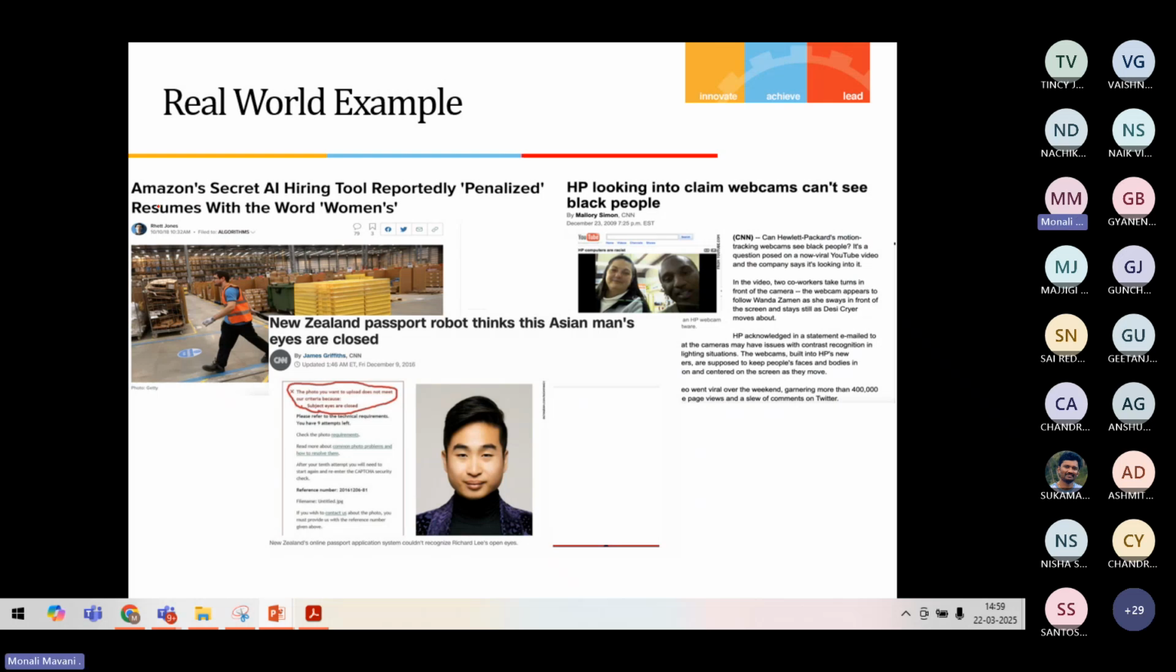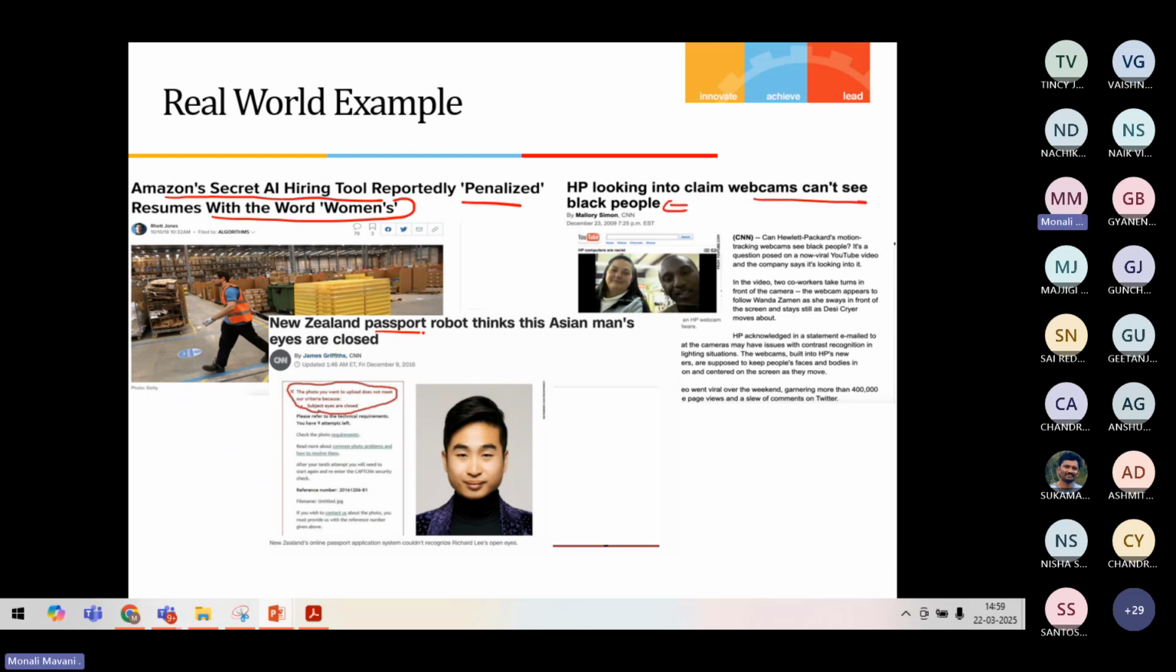These are real examples, and a lot of lawsuits can arise, as people can challenge certain behavior in a court of law. And this has actually happened. For example, Amazon's secret AI hiring tool. This was internal, but it came into the news. It penalized resumes containing the word women's. Then there was HP, looking into a claim that webcams can't see black people.